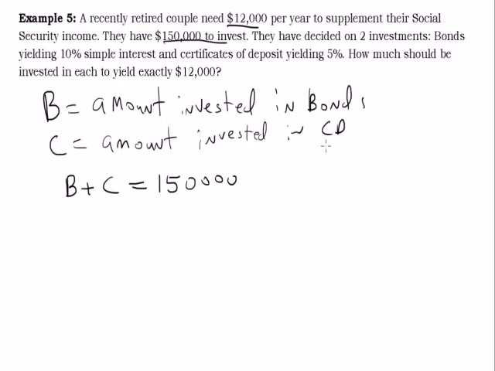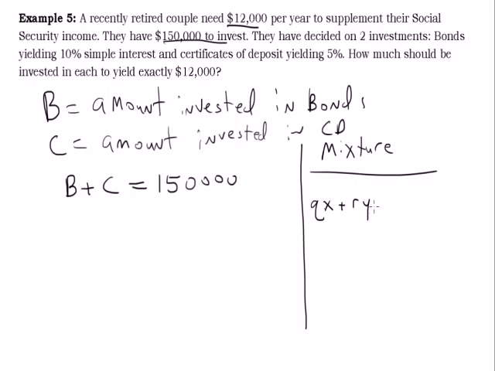For the rest of this, what we really want to notice is that we're mixing together those 2 investments. We're putting some of it at 10% and some of it at 5%. And this is really a type of mixture problem. Most mixture problems are going to involve an equation that's kind of like this. It's going to be of the form, let's pick some variables: we have some rate Q times some variable X plus some rate R times some variable Y equals some overall rate, let's call it S, times the total, X plus Y.